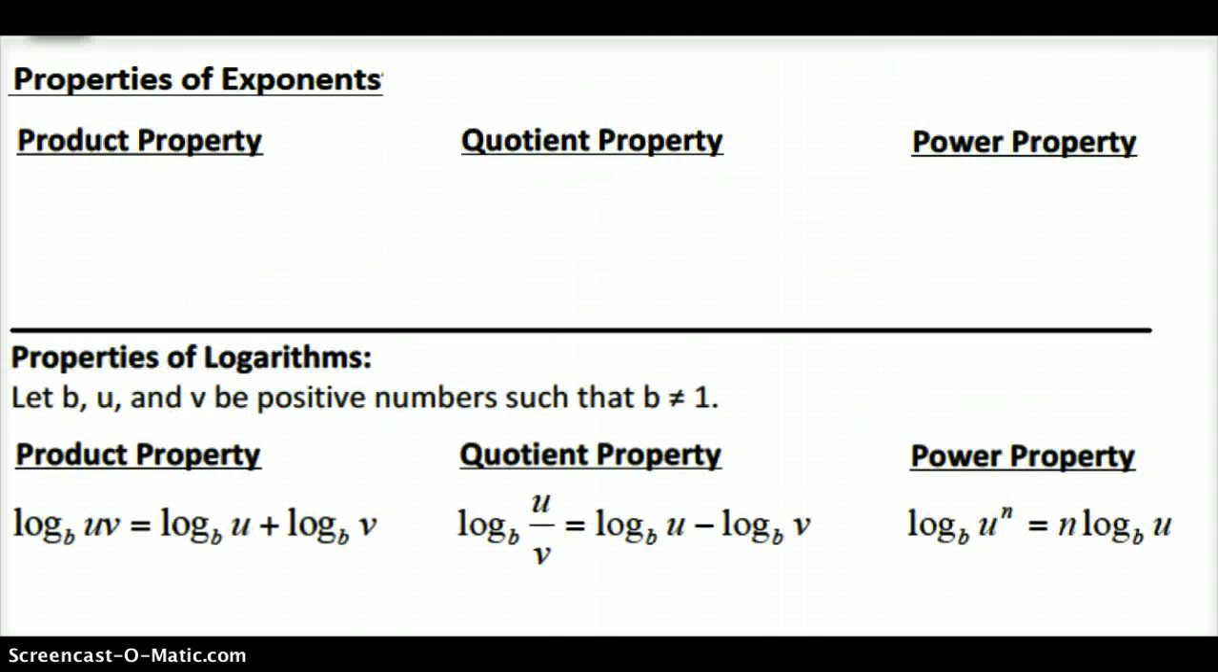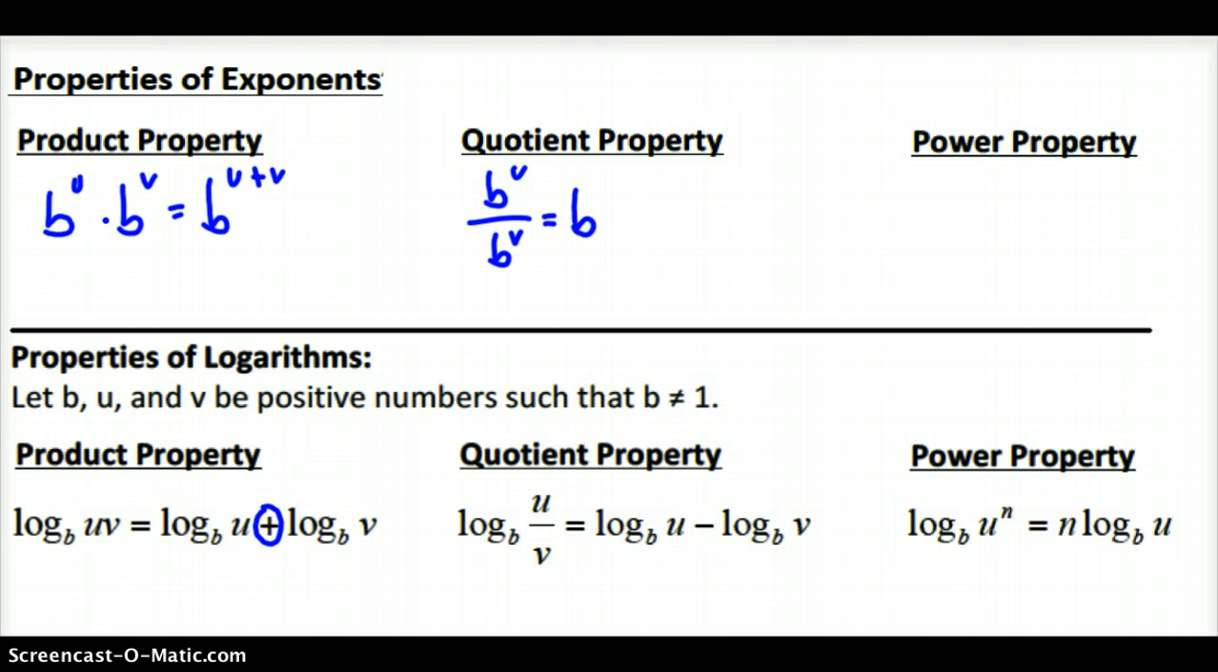If you recall, we have some exponent properties. Remember, if we have b to the u times b to the v, the result is b to the u plus v. Now notice we have a sum, and the corresponding log property also has a sum. Quotient property along the same lines: if I have b to the u divided by b to the v, then I end up with a difference of my powers, and that leads to this property here as far as the log property.